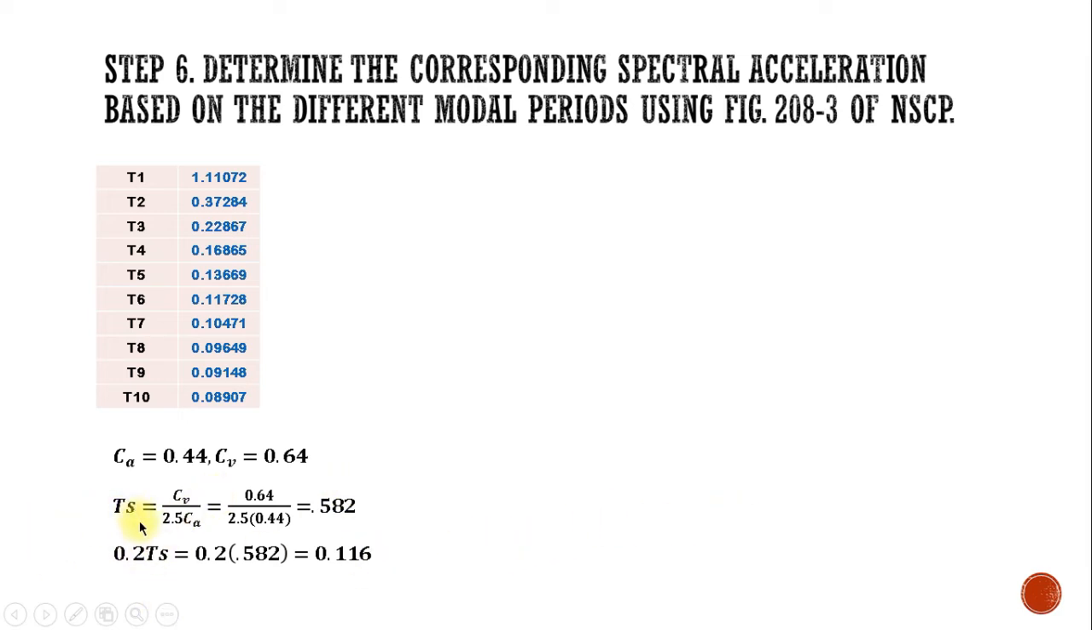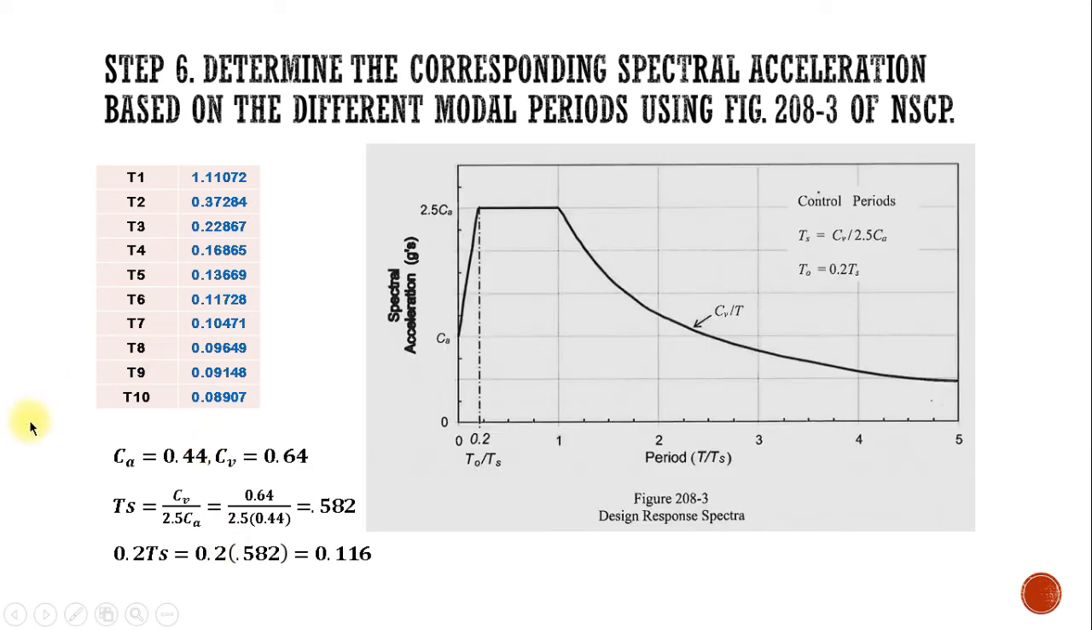So we're going to compute muna yung ating TS and 0.2 TS since magagamit natin ito in determining the spectral acceleration using this figure 208-3 of NSCP. So ang ating TS is equals to this formula, CV over 2.5 CA. By substituting these assumptions, meron tayong 0.582 bilang ating TS. Sa ating 0.2 TS, since meron tayong TS na 0.582, multiply natin sa 0.2, magiging 0.116 ang ating 0.2 TS. So ito yung magiging ating limits in determining kung saan ba dito na part ng ating graph, determine natin yung ating spectral acceleration.